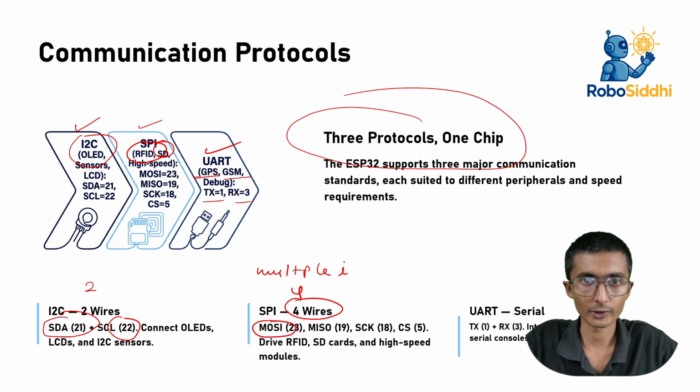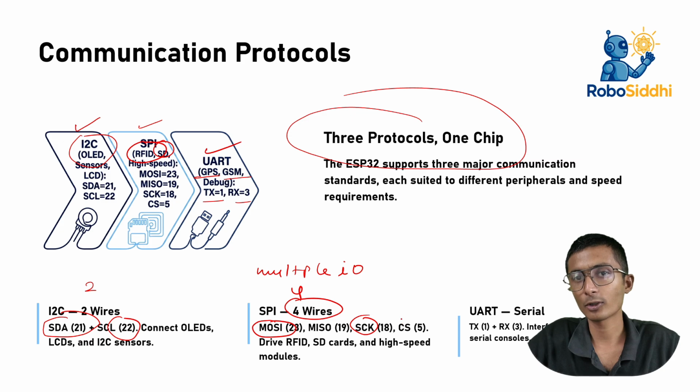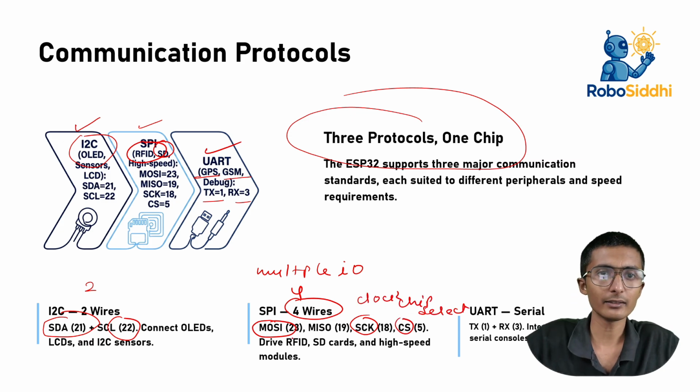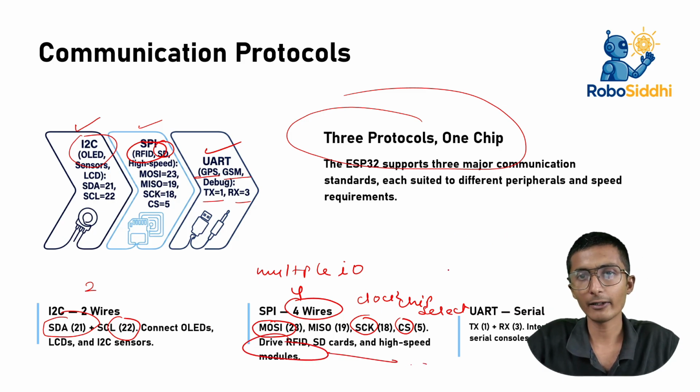Then we have SCK, which is for clock, and this one is for chip select. Then that can drive RFID, SD card modules and high speed modules. Then we have UART. UART is also a serial interface where we use TX and RX.